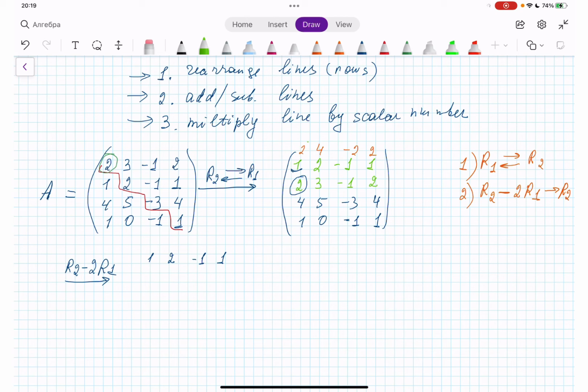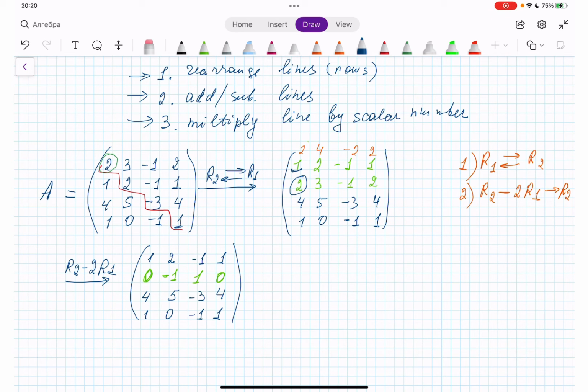So 2 minus 2 is 0. Then 3 minus 4, it's going to be what? Negative 1. Next, I do negative 1 minus negative 2. It's going to be positive 1. And lastly, I'm doing 2 minus 2, right? And it's going to be 0. Okay, so the rest I'm writing down the way it is. 4, 5, negative 3, 4, 1, 0, negative 1, and 1. Okay, we are moving slowly but surely. We got the 0 under 1.